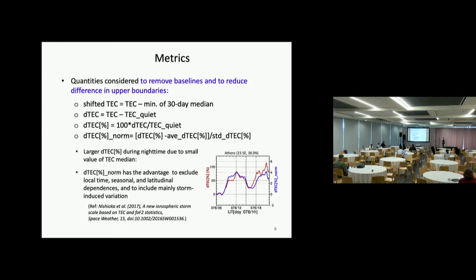Okay, so for quantitative assessment, we use 4 different quantities shown here: shifted TEC and TEC difference compared to quiet time, and also percentage change and normalized percentage change. By using these 4 quantities, we can remove the baseline and also reduce the difference in upper boundaries, as I mentioned earlier. We used this normalized percentage change because it has an advantage of excluding local time, seasonal and latitudinal dependence, so it mainly includes only storm-induced variations.